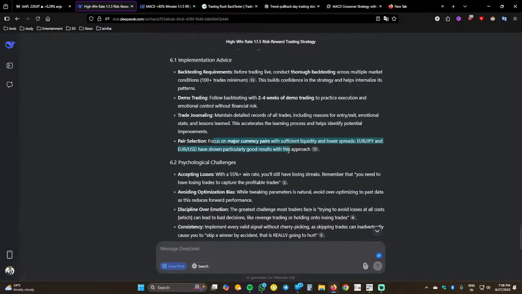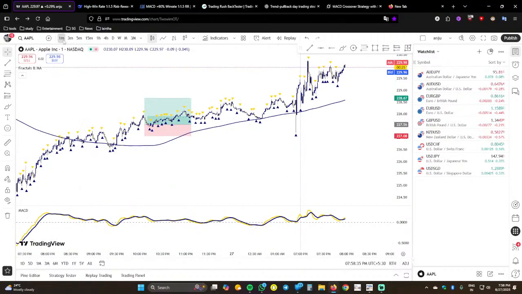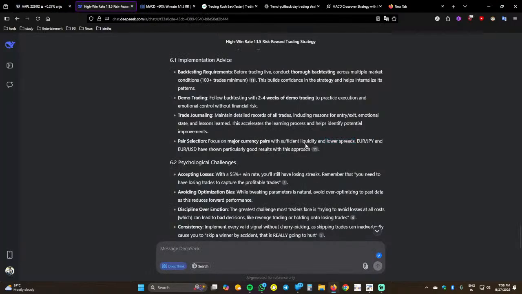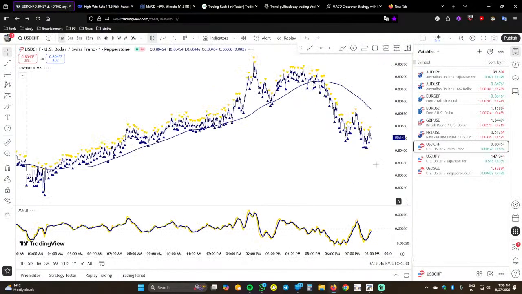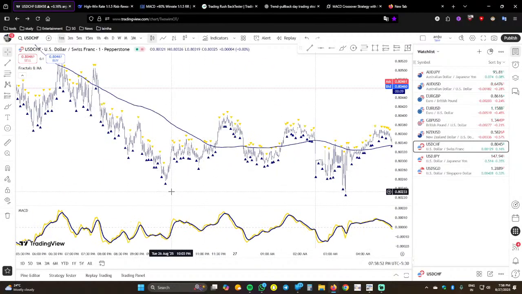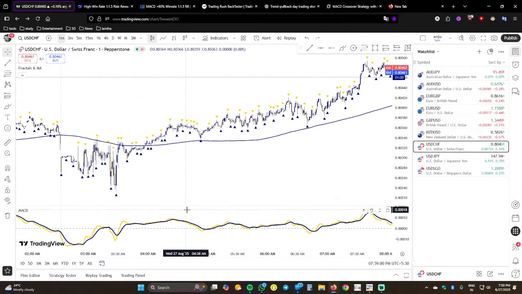Pair selection. Focus on major currency pairs with sufficient liquidity and low spreads, like Euro JPY. The most important thing for me is low spreads, because I am planning to test this on a 1 minute time frame as well. So I will be needing lower spreads, but I don't care if it is a minor currency pair. Of course I won't be doing it on the exotics, but I will be doing it on all the majors, all the minors, as well as stocks, indices, and commodities, for example gold.